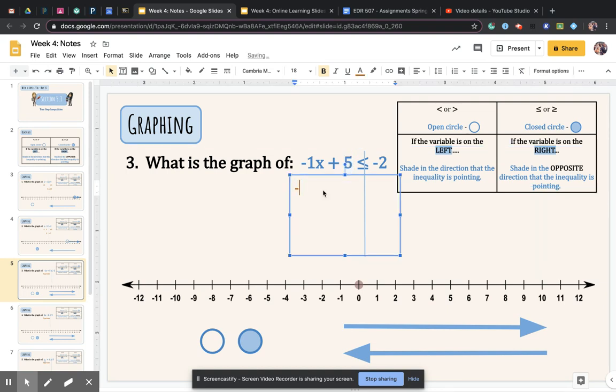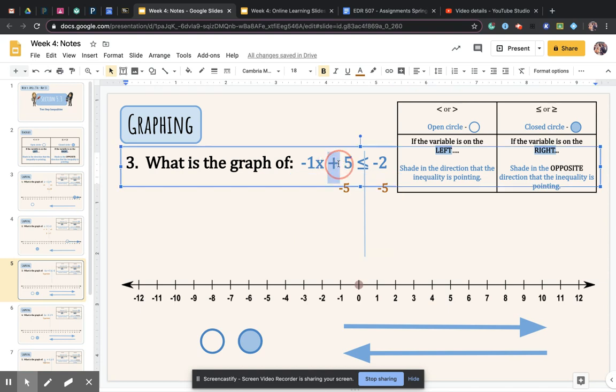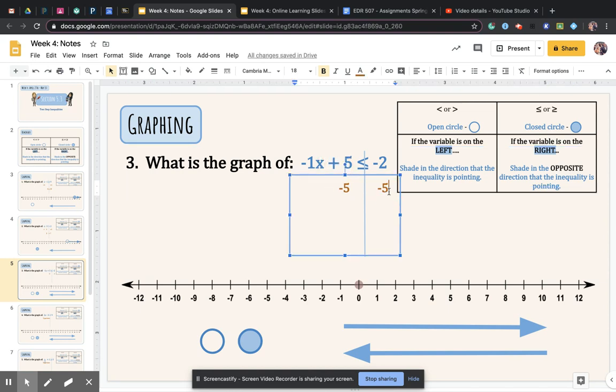I'm going to move that one first, and to be able to move it, I am going to subtract 5. I'm doing the opposite, right? I was adding 5 here, now I'm subtracting. When I do that, I am left with -1x is less than, and then -2 minus 5 is -7. And notice this is equal to, so I'm going to underline my inequality.